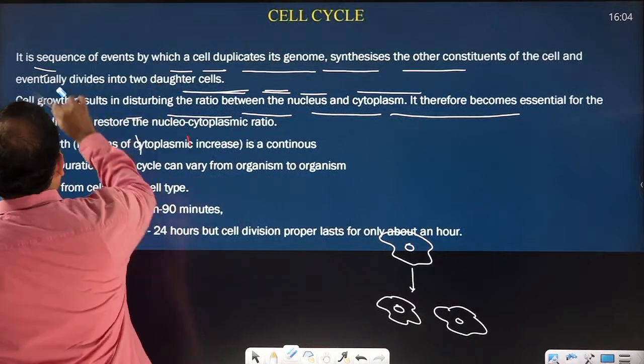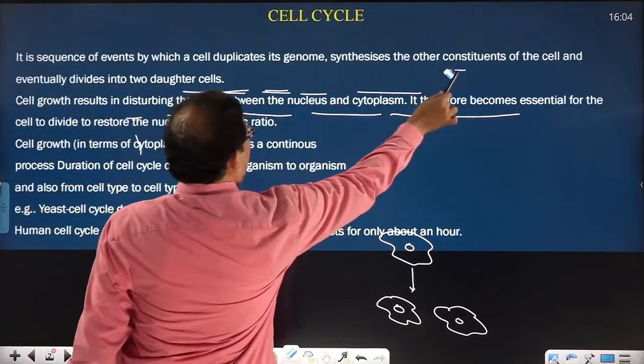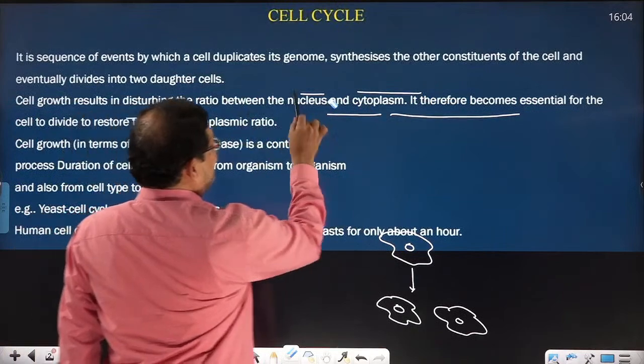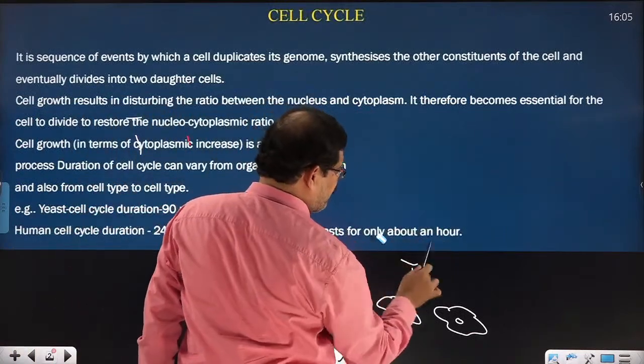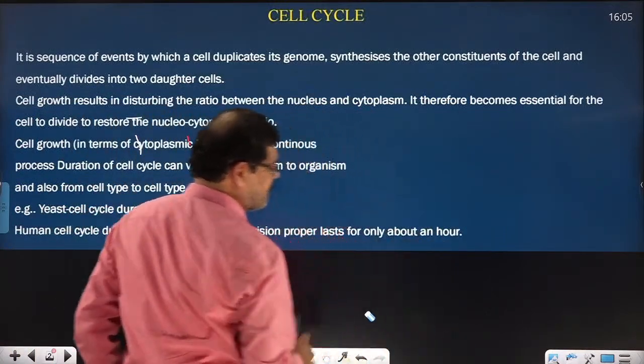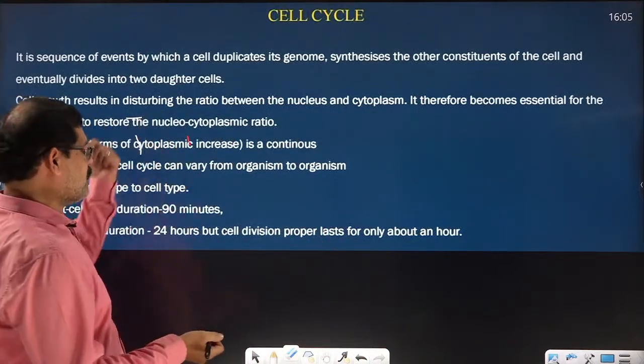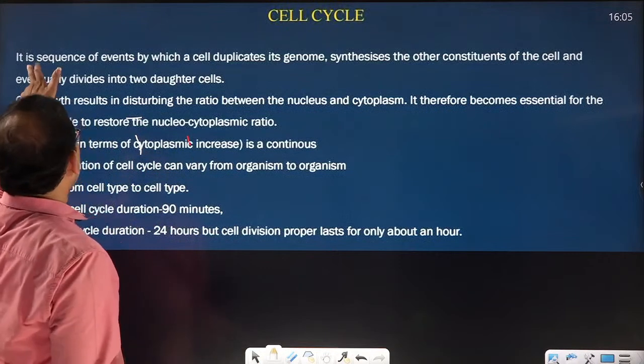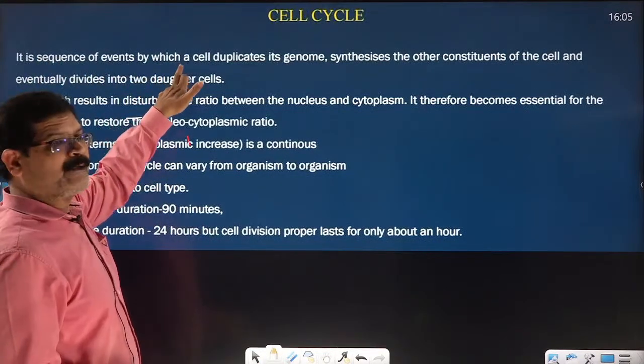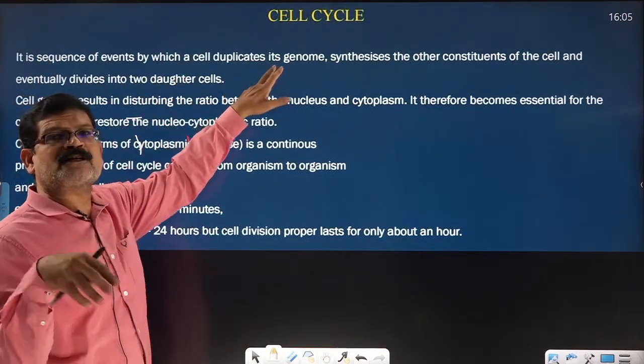See here the cell cycle, what are the characteristics which are given? What is meant by the cell cycle and how the cell cycle will be there? If you open an NCERT, you will have a clear-cut picture, or the diagram, for the cell cycle. And what are that? We are going to see certain points. It is a sequence of events by which a cell duplicates its genome.